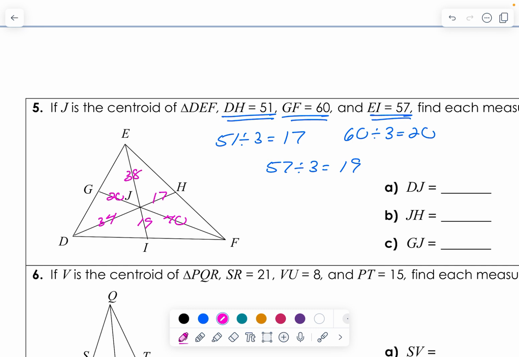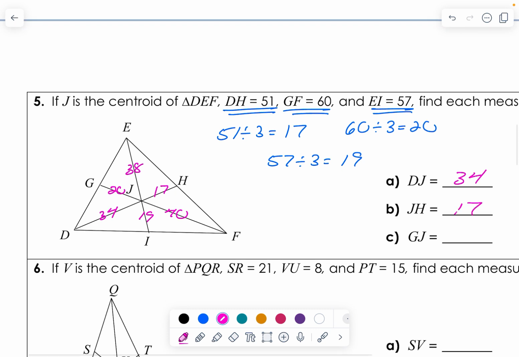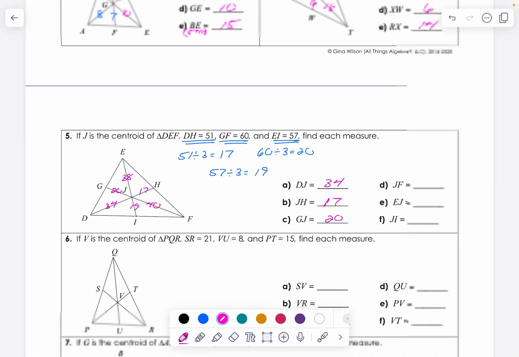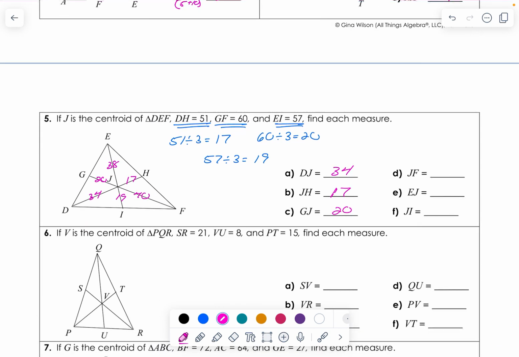So DJ, that's 34, JH, 17, GJ, 20, JF, 40, EJ, 38, and JI, 19.